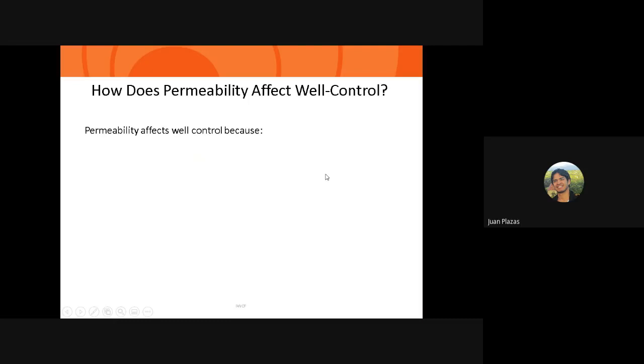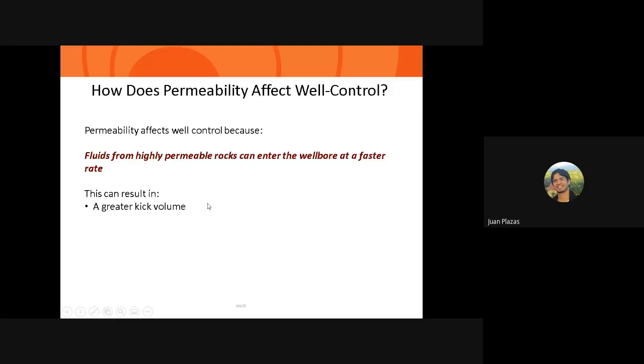Let's finish with this. How does permeability affect well control? This is a rock property. So my friends, as you are geologists, it's important to have the last message from this presentation: permeability, porosity, formation pressure, fracture pressure, and how they impact well control operations. Fluid from highly permeable rock can enter the wellbore at a faster rate. This can result in a greater kick volume. So the more permeable the formation, the higher the volume.